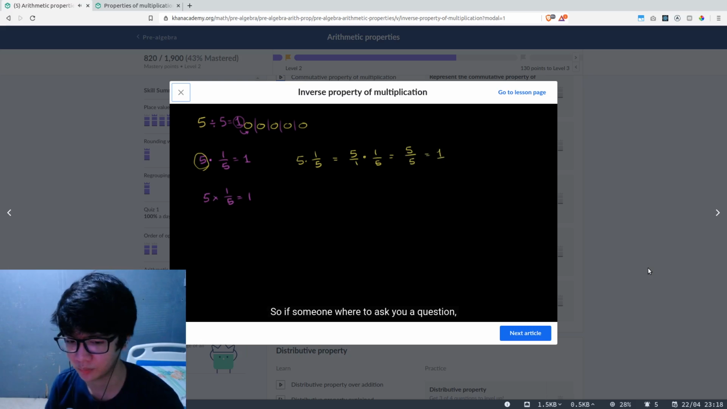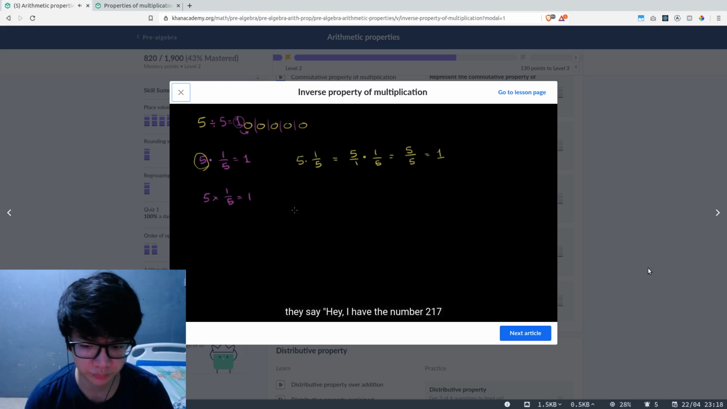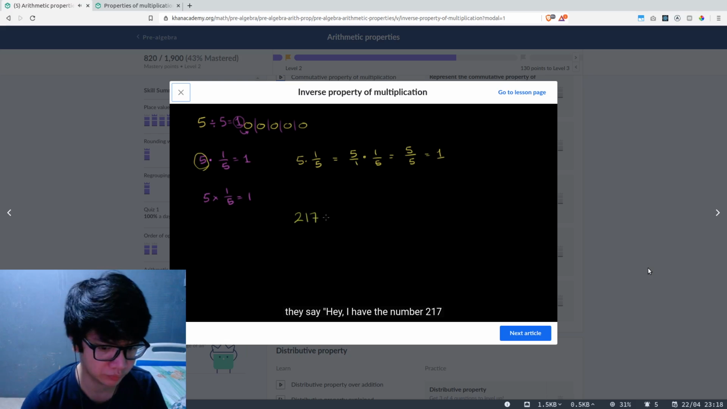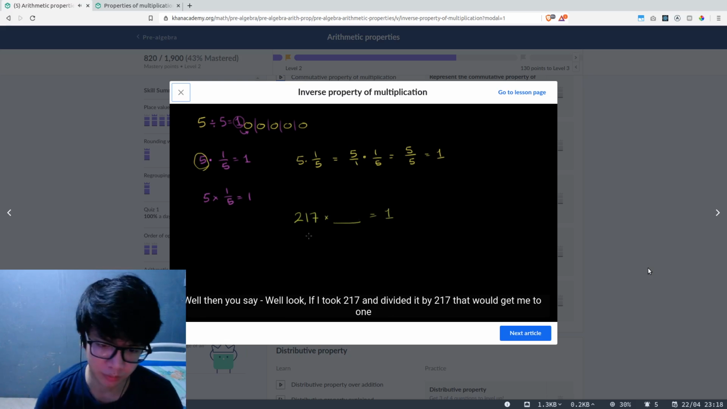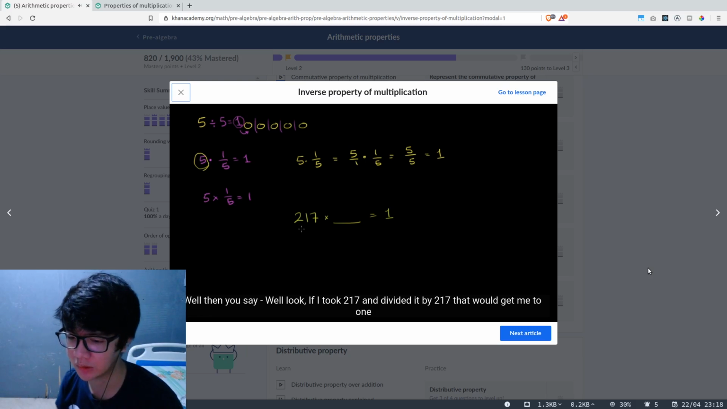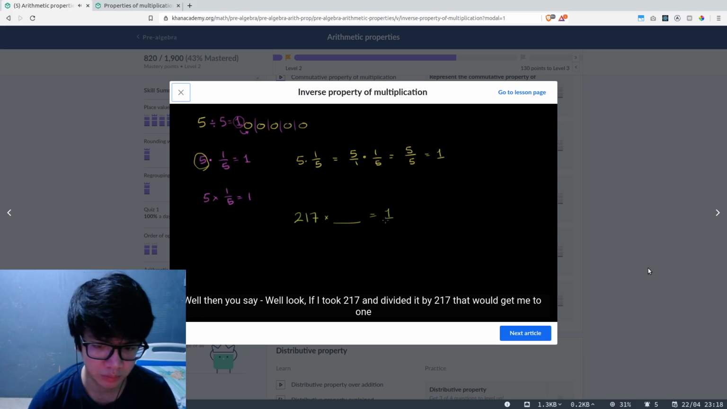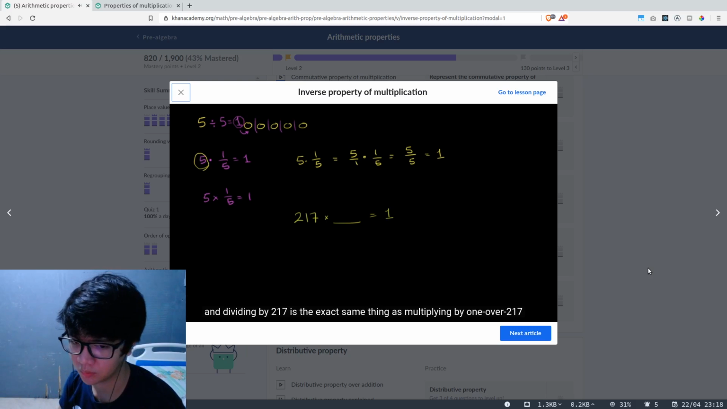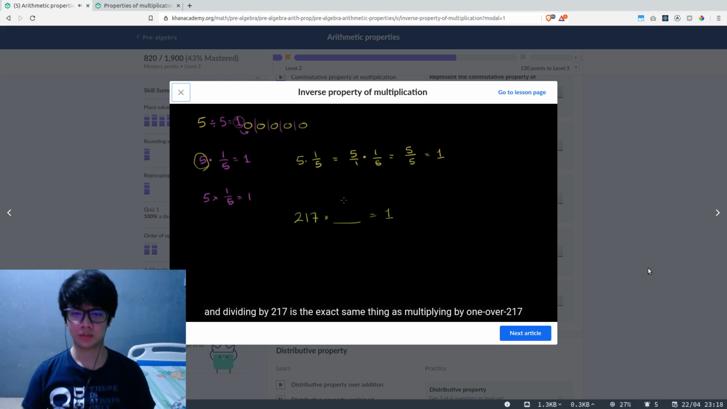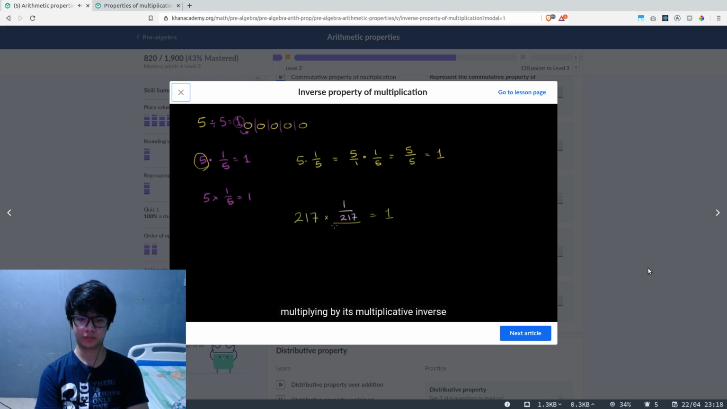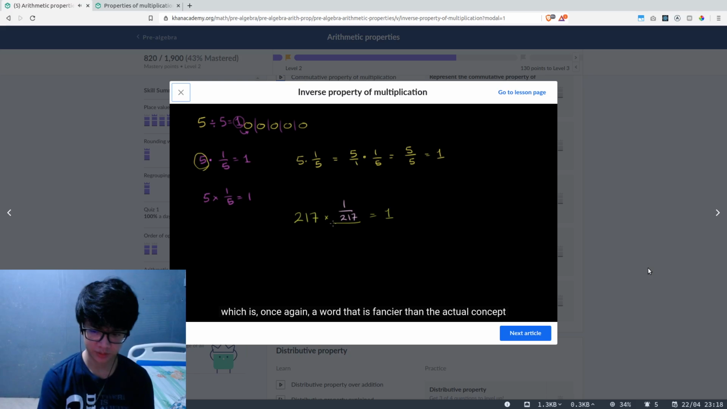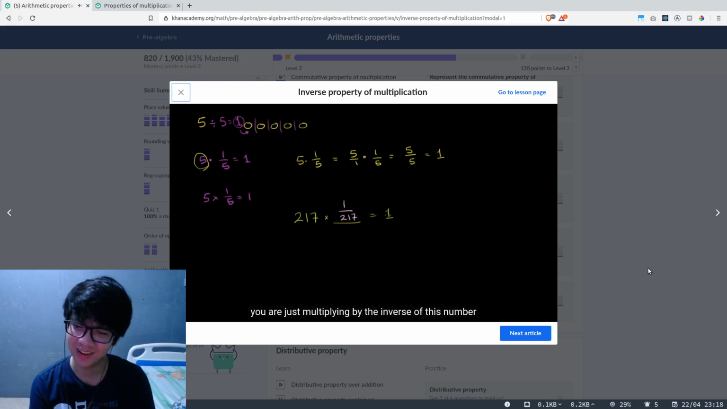So if someone were to ask you a question, they said, hey, I have the number 217, and I want to multiply it by something, and I want to get 1 after multiplying it by that something. Well, you say, look, if I took 217 and I divided by 217, that would get me to 1. And dividing by 217 is the exact same thing as multiplying by 1 over 217. Multiplying by its multiplicative inverse, which is, once again, a word that is fancier than the actual concept. You're just multiplying by the inverse of this number.